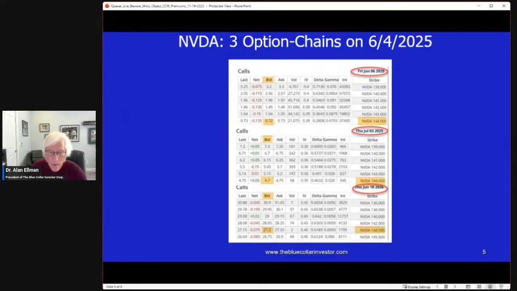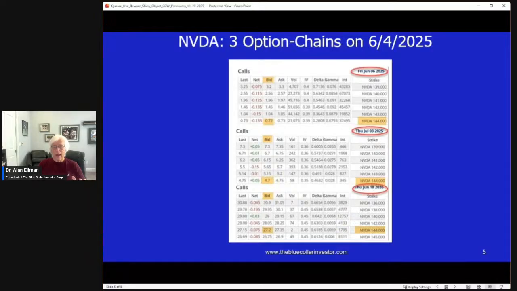Now, if we go down to the middle section of the screenshot, and that would be the July 3rd, month out, 2025 expiration, and the 144 strike had the premium of $4.70 per share. And finally, if you look all the way down to the bottom third of the screenshot, now we're going to go out more than a year. And that same 144 strike had a bid price of $27.20. So that's it. Now, those are the numbers. Those are the dollar premiums.